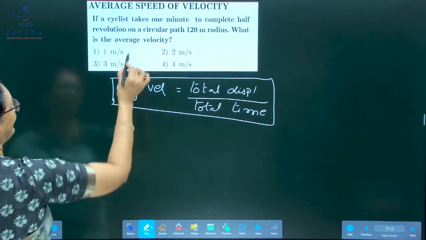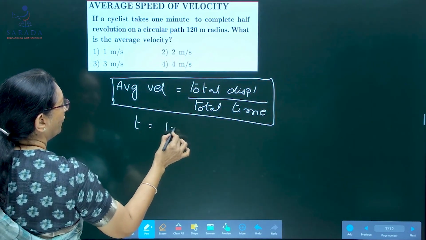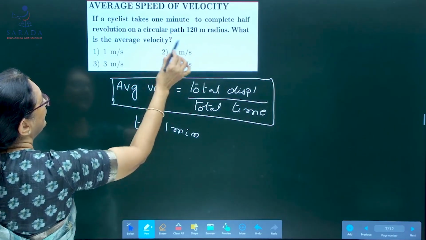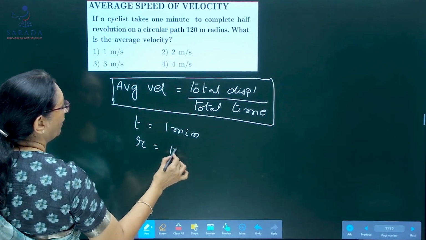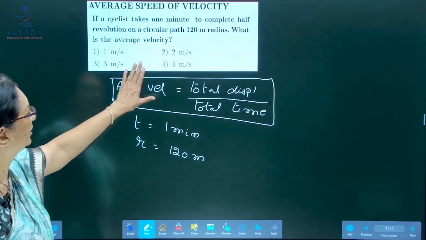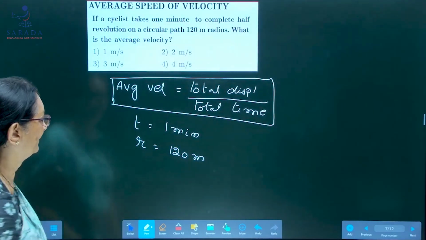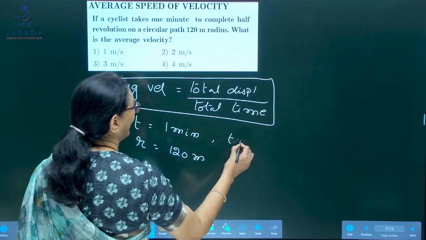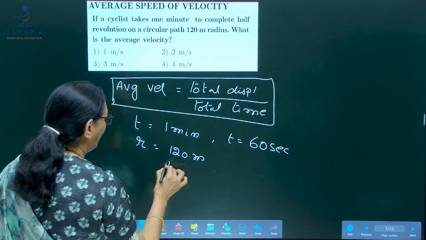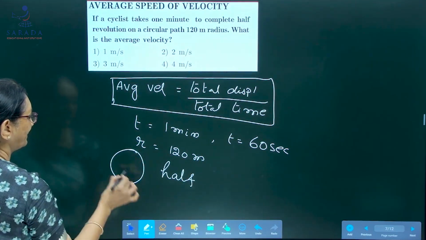Look here. A cyclist takes 1 minute to complete half the revolution in a circular path of radius 120 meters. What is the average velocity? Just look at the options. It is given in meters per second, so this time has to be converted into seconds. This is 60 seconds. If it completes half the revolution, what is the displacement?